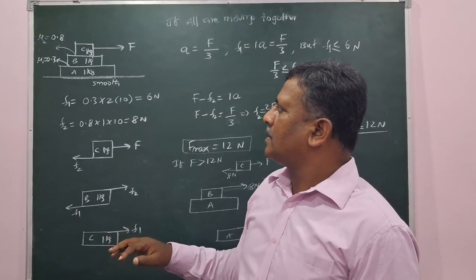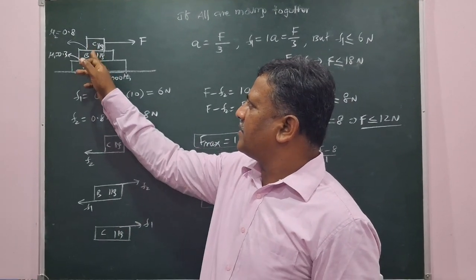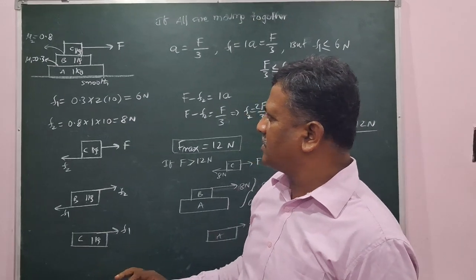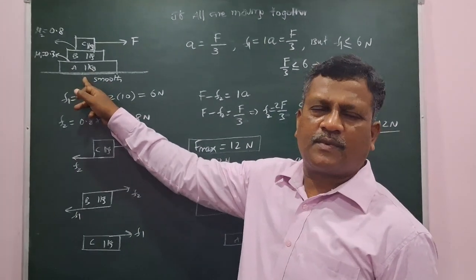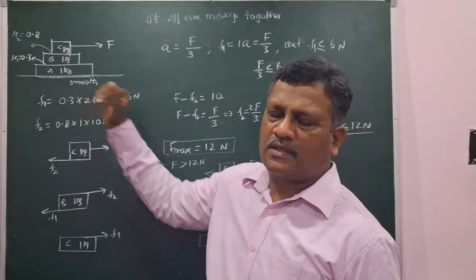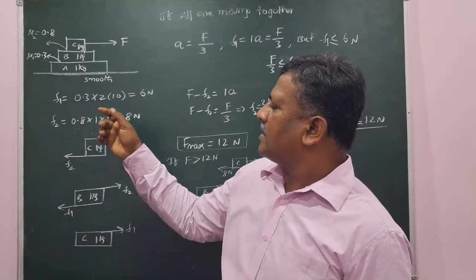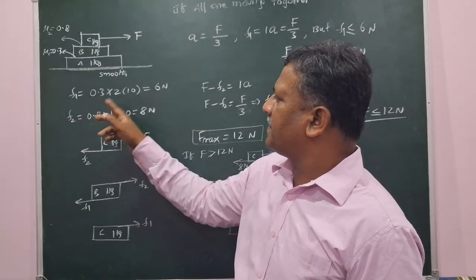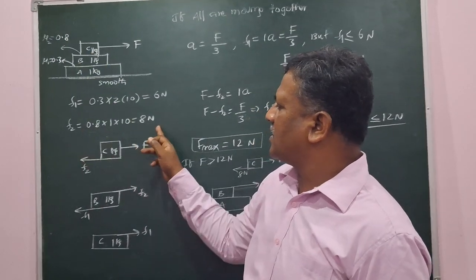See, the coefficient of friction between B and C is 0.8, and the coefficient of friction between A and B is 0.3, and A is placed on a smooth horizontal surface. Here the limiting friction between A and B is 6 Newton, and between B and C is 8 Newton.